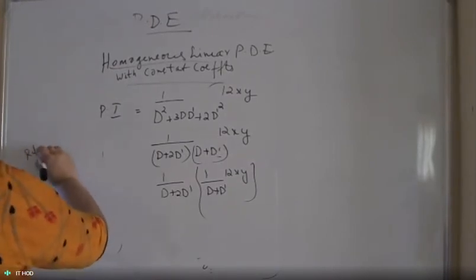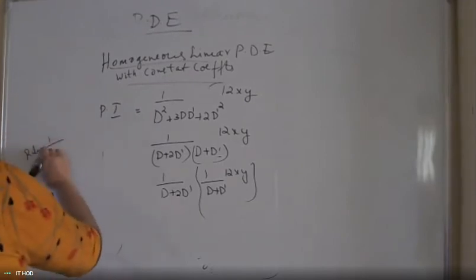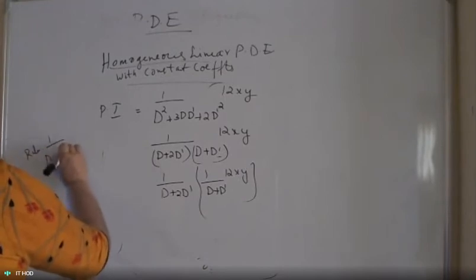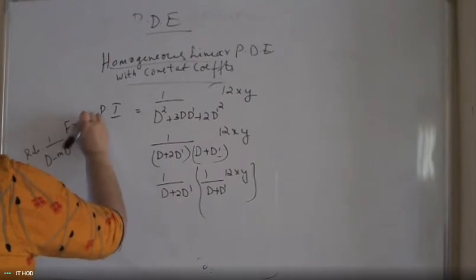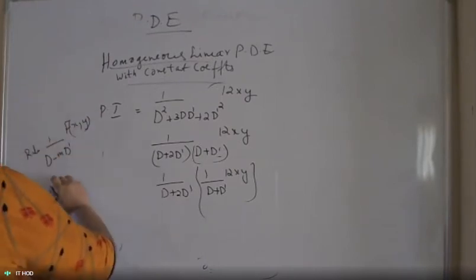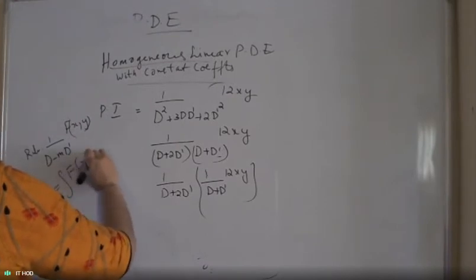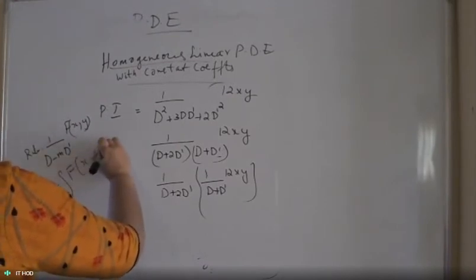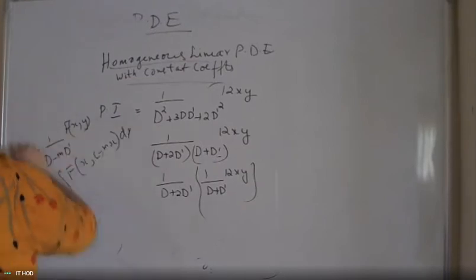And the general rule says, I didn't write the general rule. General rule is 1 by D minus mD dash of f of xy, equal to the integral of f of x, c minus mx, dx. This one I didn't write earlier. This is the general rule.